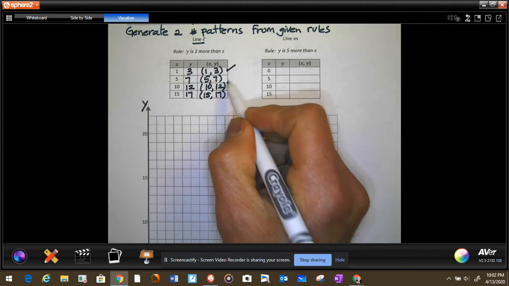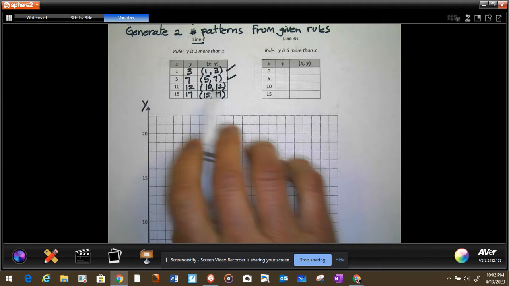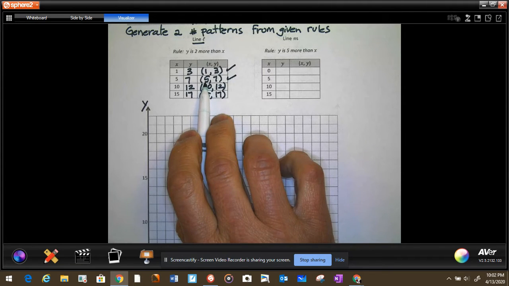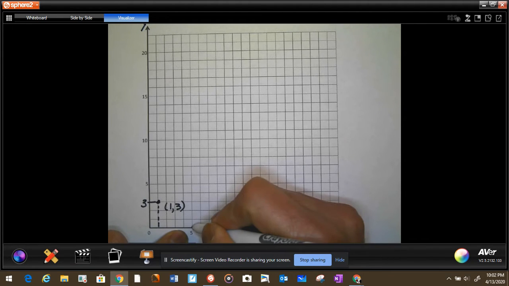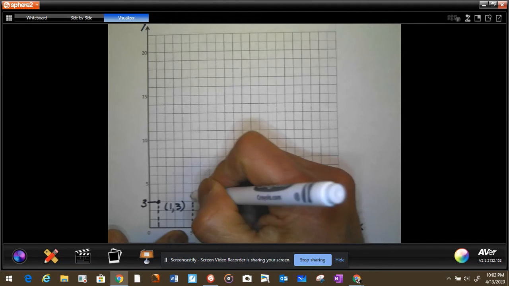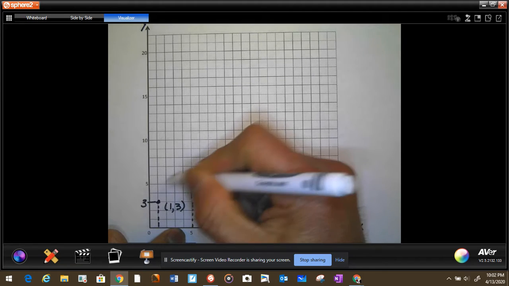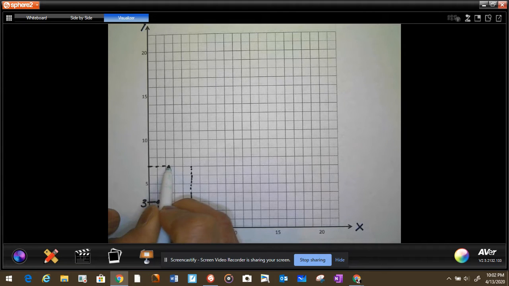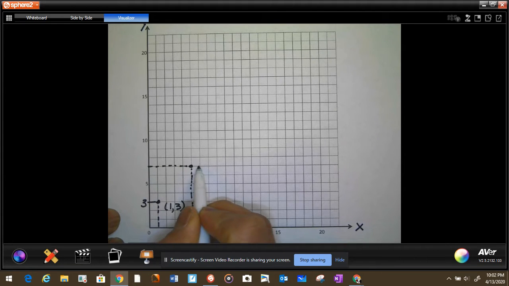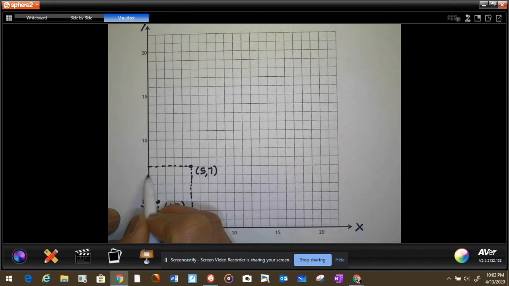Our second pair of coordinates is 5 and 7. So x is 5, y is 7. I'm going to run to 5, that's x, and we're going to jump up to 7. So it's going to be 5, 6, 7. Here is going to be 7. So that's the point with coordinate pair 5, 7. And let's label this. This is 6. This is 7.